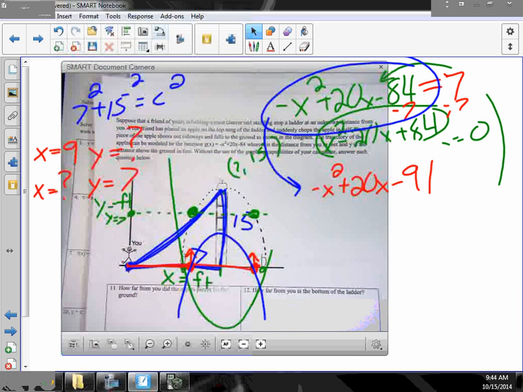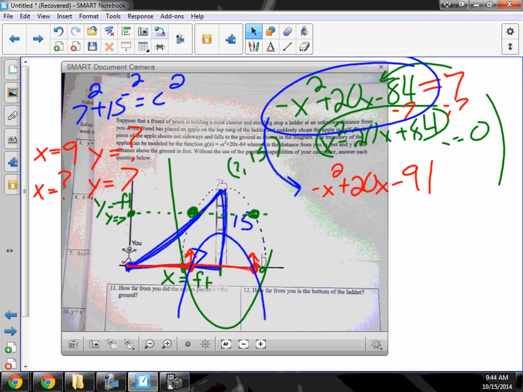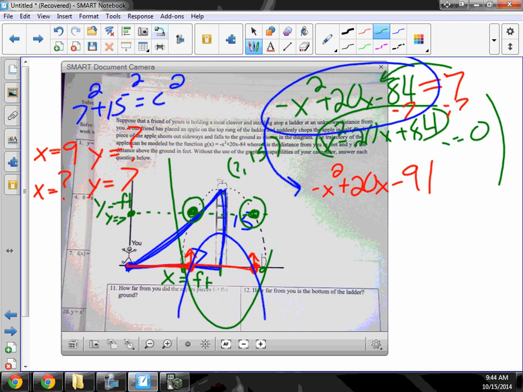What happened to the roots? They became closer together. In fact, the roots match up perfectly with these points up here. Does that make sense?